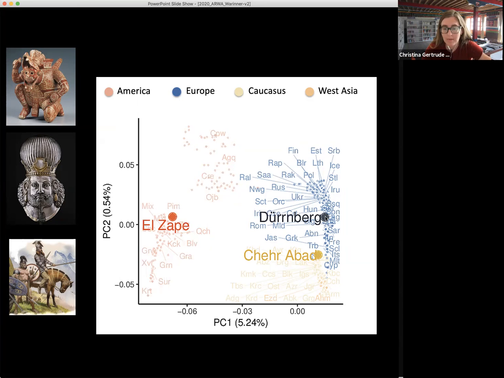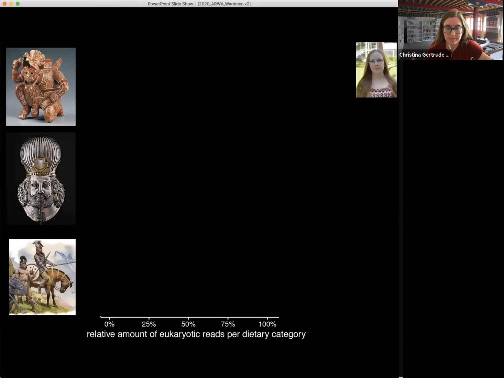Our Durnberg sample falls within the distribution of European populations, and our Cherbad individual falls within the distribution of Central Asian and Caucasus populations, which is where we would expect this also to fall. So that's also a good indication that we have well-preserved feces, each one likely from a single individual, and we don't have serious problems with contamination.